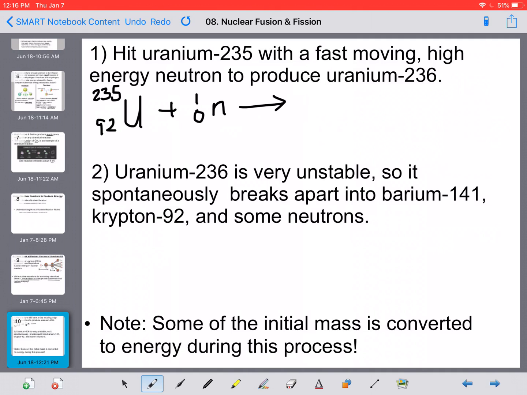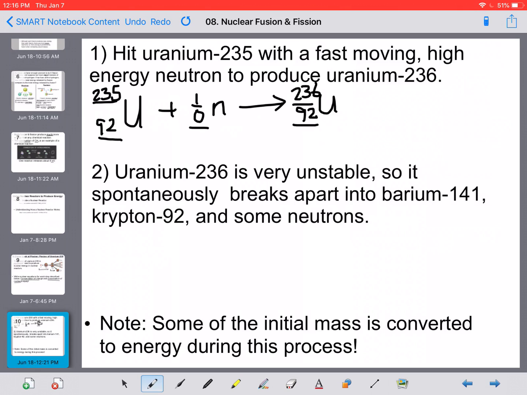And it tells us here that this produces uranium-236. So if we look at our top numbers, 235 and 1 makes 236. So conservation of nucleons works there. And then now we have to figure out what this bottom number is, and we'll do that using conservation of charge. So 92 and 0 makes 92. So there we go, that's step 1.